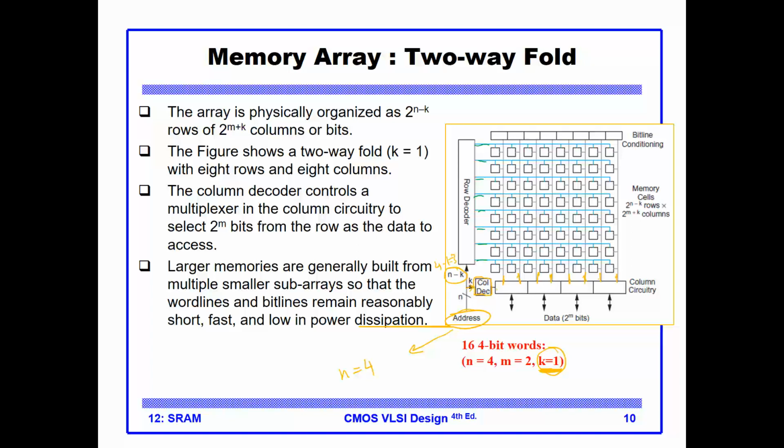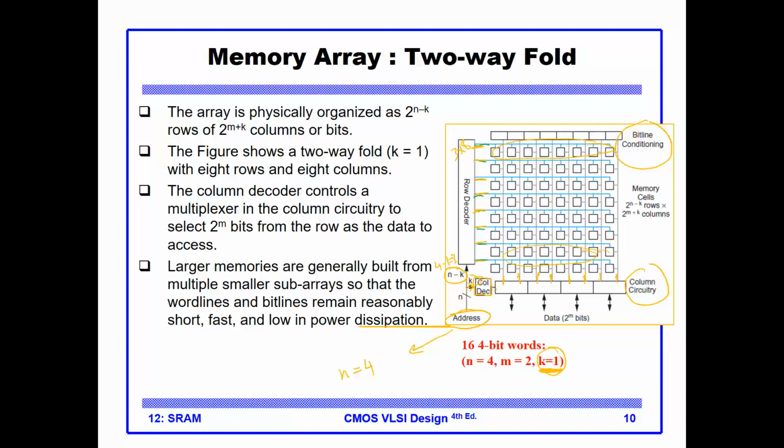So you can see that this decoder here decodes 3 by 8. It will activate one of these rows, and every row contains two words, which will be selected by the k bit at the bottom here. And the rest are the same. You have the bit line conditioning, you have the column circuitry, where you choose one of the two words based on the k bit.